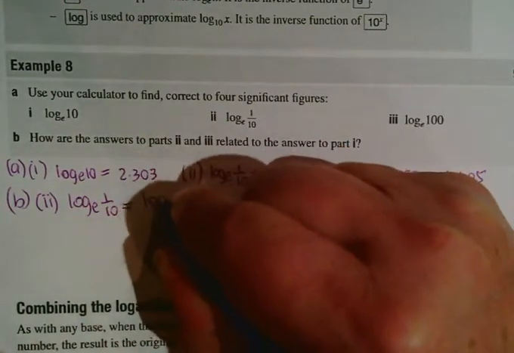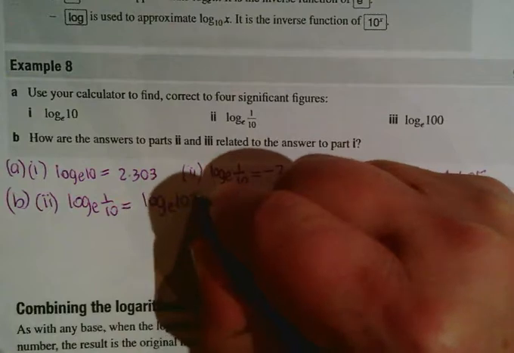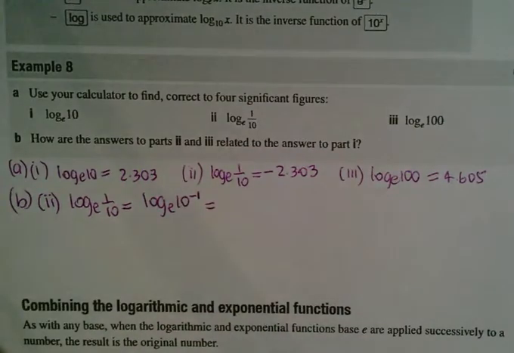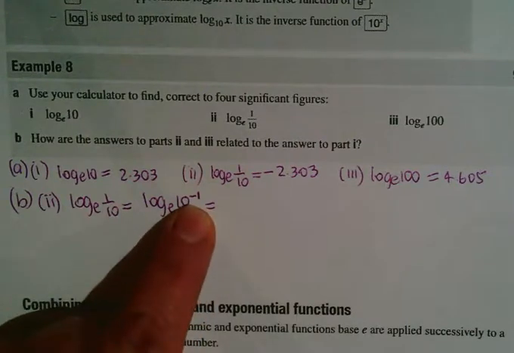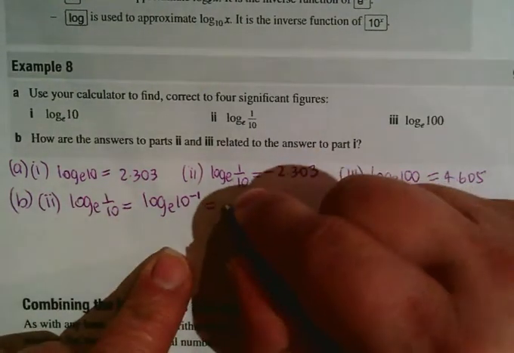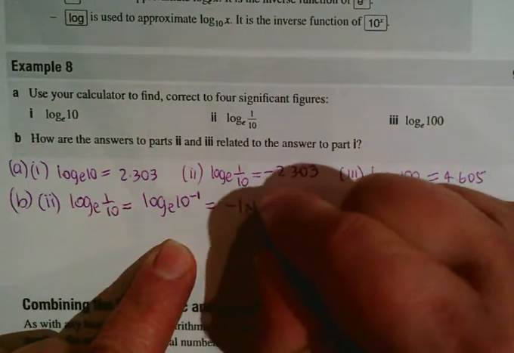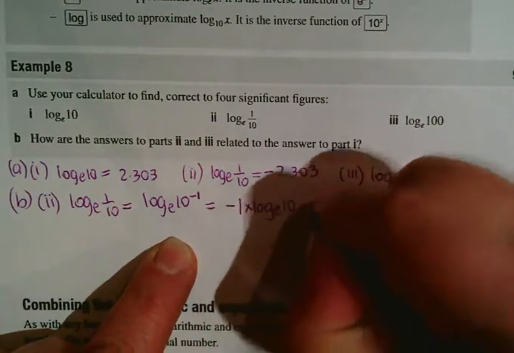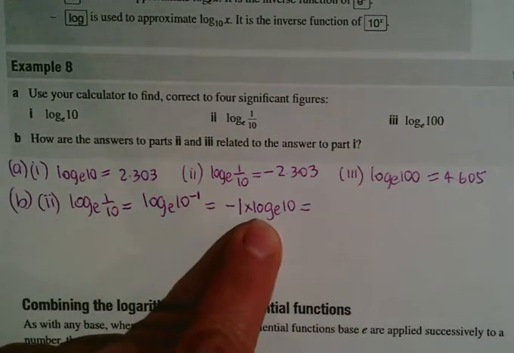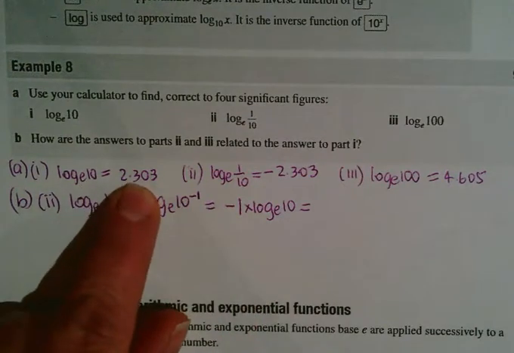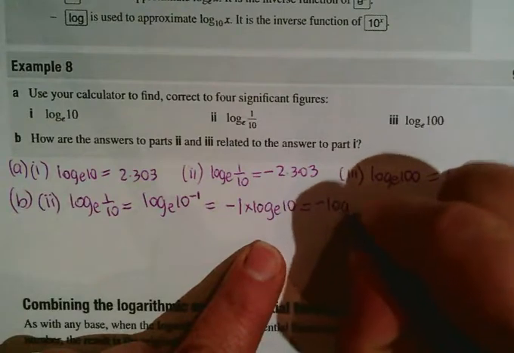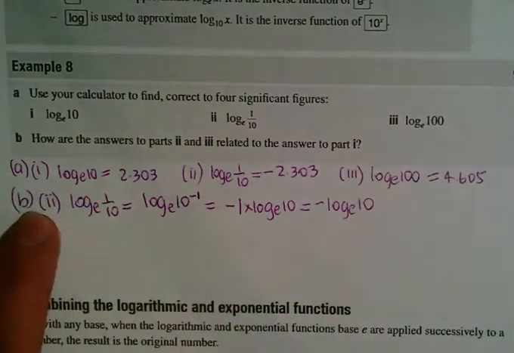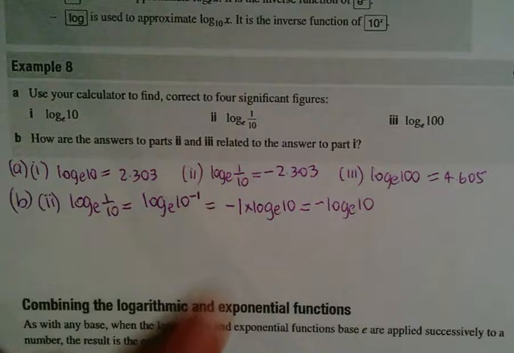Well, we know that that is log to the base e of 10 to the power of -1, because 1 over is a negative power. We know with our log laws that this -1 can go to the front, so it's -1 times log to the base e of 10. Now we know that log to the base e of 10 is 2.303, so it's basically the negative of log to the base e of 10. So that's how the part 2 answer is related.